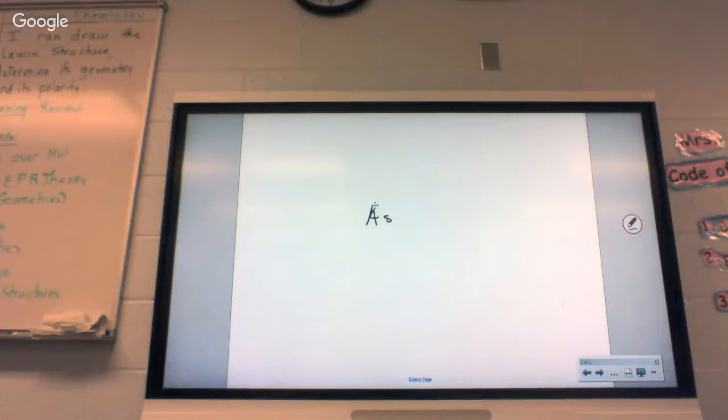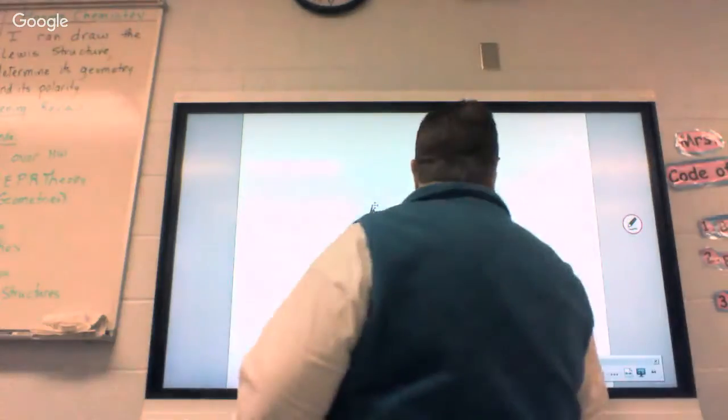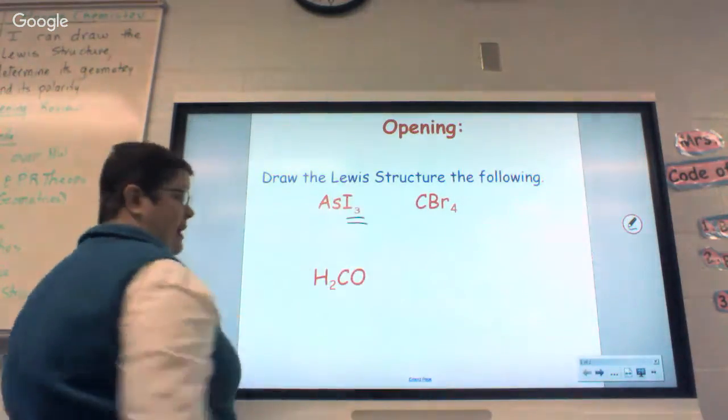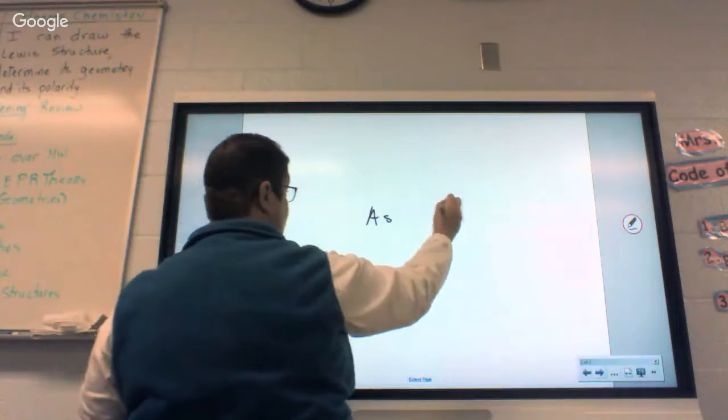So, how many eyes are we drawing around the AF? Three. Some of you don't have even the right number of elements drawn around your central atom. Yeah, you look at this. This says 3 eyes. You might only have 3 eyes drawn around it.